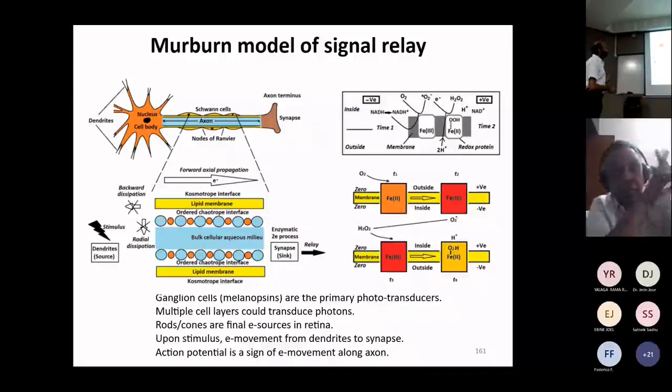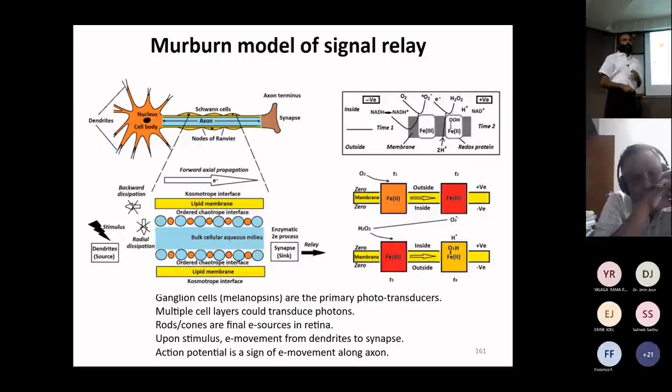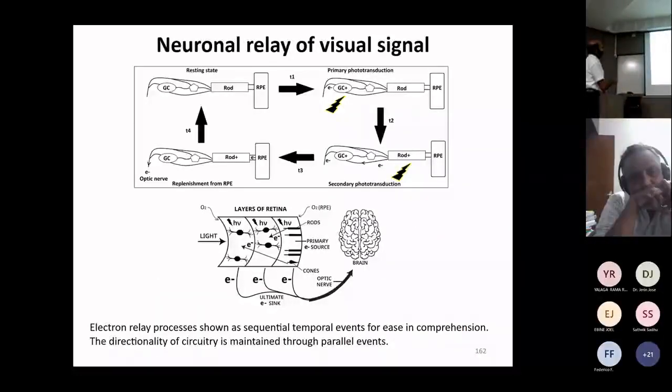And upon stimulus, there is electron movement from dendrites to synapse, and the action potential is a sign of electron movement along the axis. The action potential signature that you see is actually a variation of current flowing through the system. So when you measure it across the cell, you can see it like that at a point. Now here you see the simple cross section of a retina, resting state.